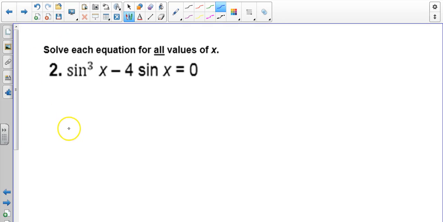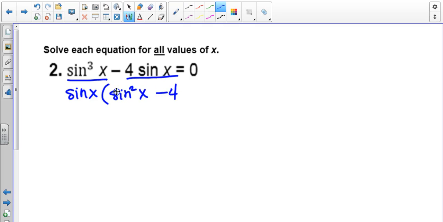All right, this first one looks kind of miserable. Anybody have a suggestion? Factor out a sine, and then what happens? Because this term and this term, separated by a subtraction, both have a sine. We get what? Sine squared minus 4. Good job, equals 0.